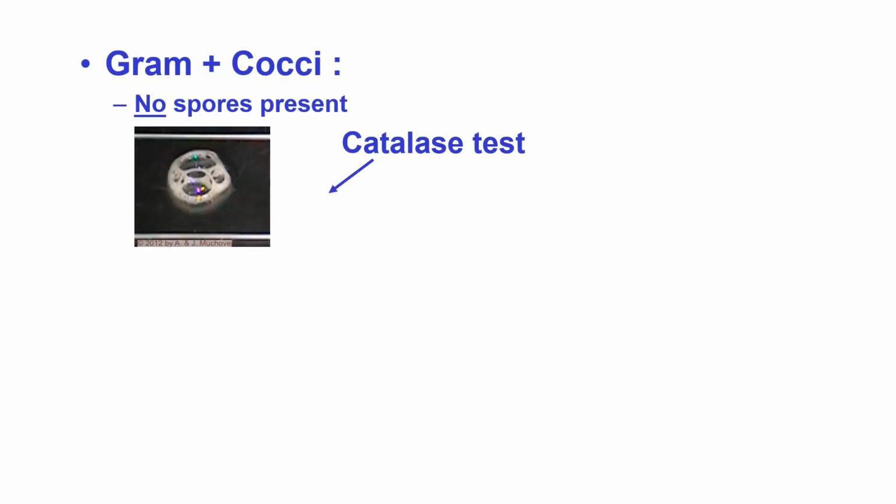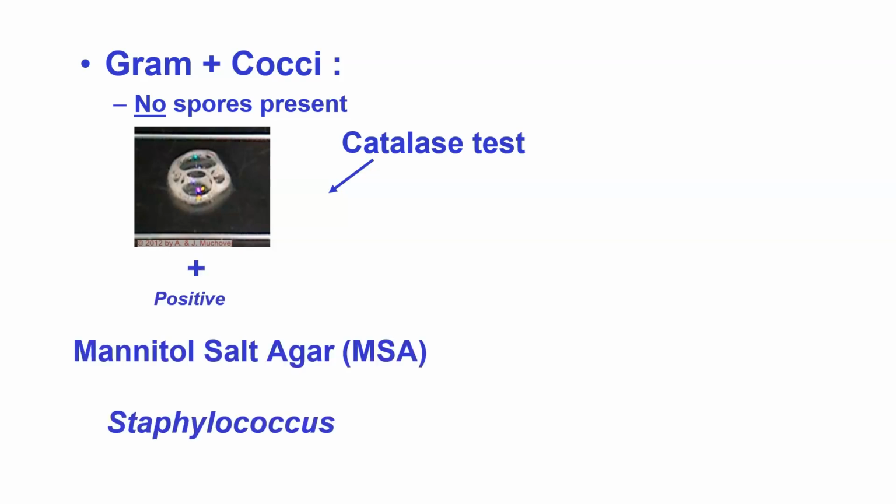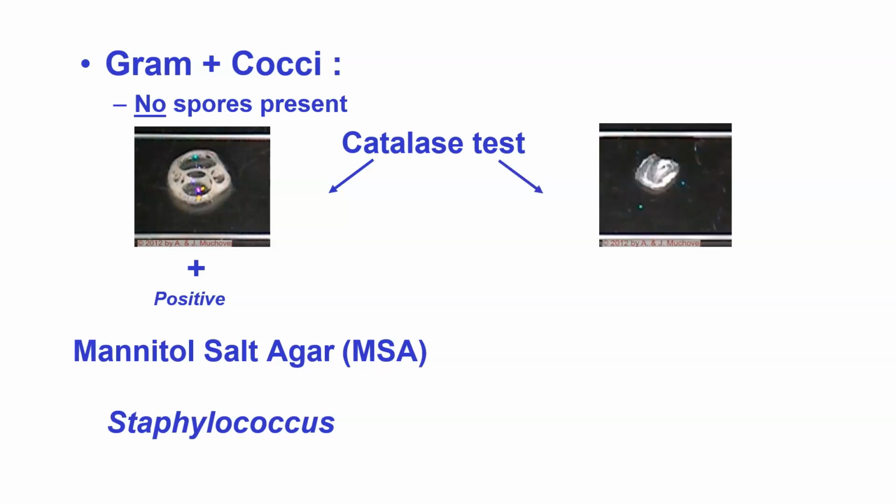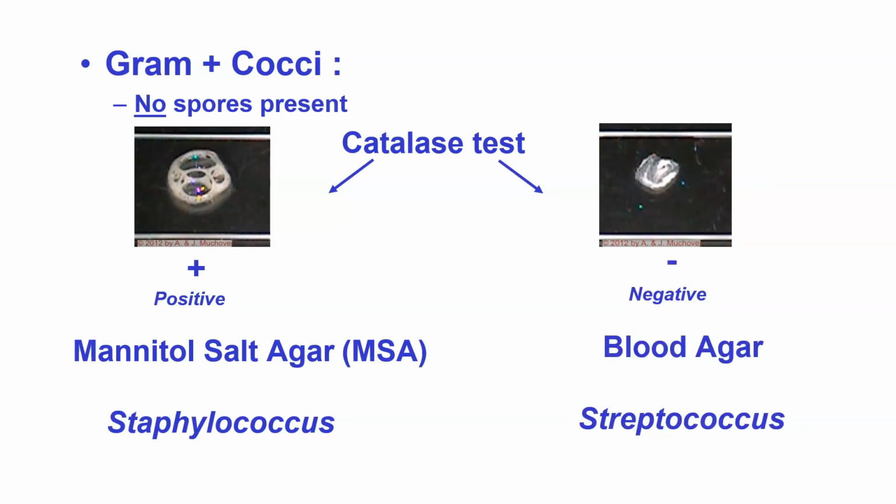If we look at gram-positive cocci, we start off saying there are no spores. We run a catalase test on them to separate out the two major groups. It can either be catalase positive, in which case we get foaming. Catalase positive means we are going to run it on mannitol salt agar because we've got a staphylococcus. Or it could be catalase negative, which means we get no appreciable foaming out of it. And the negative we run on blood agar because that's going to be a streptococcus.